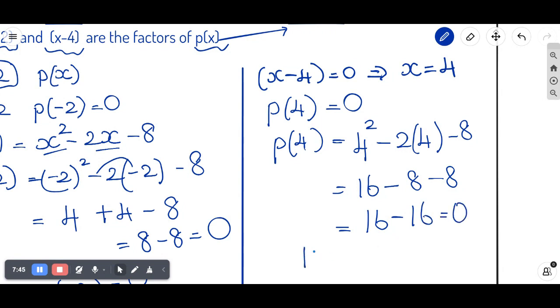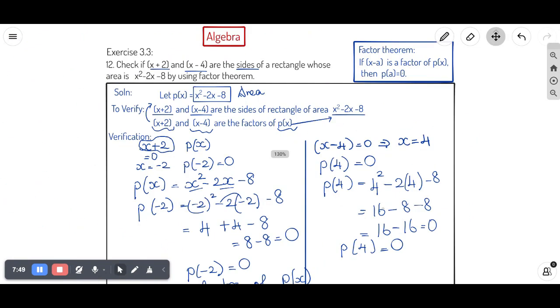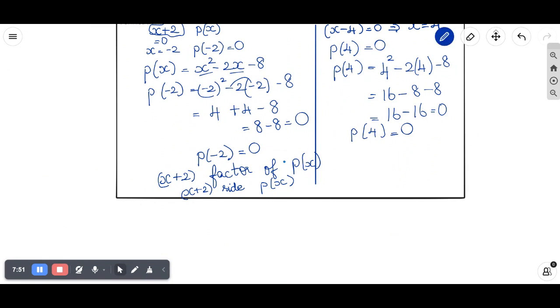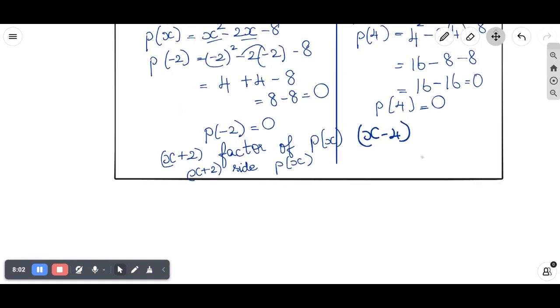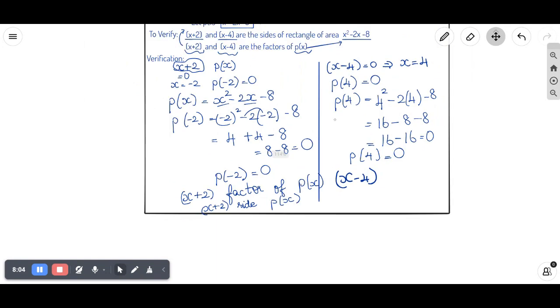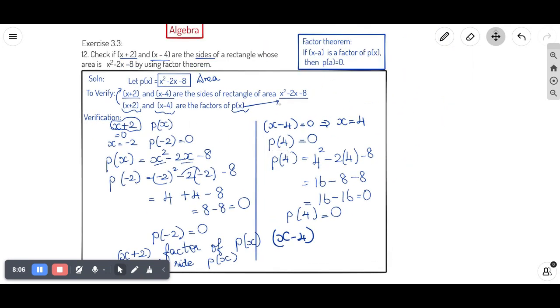So now you have got your p(4) is equal to 0, which means the same conclusion like here. Your x − 4 is a factor of p(x), which means your x − 4 is the side of your rectangle. So both are true. This is also true and that is also true, which means both are the sides of the rectangle of this area. Hope you understood this question.